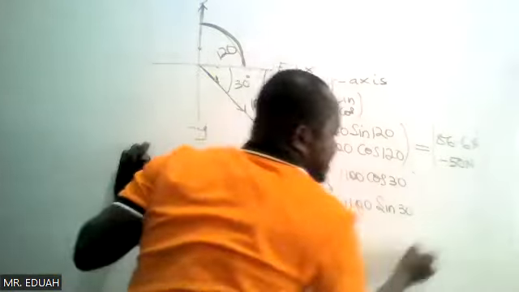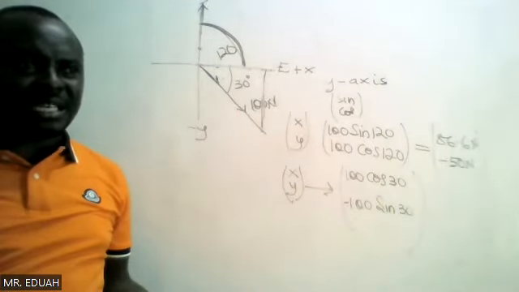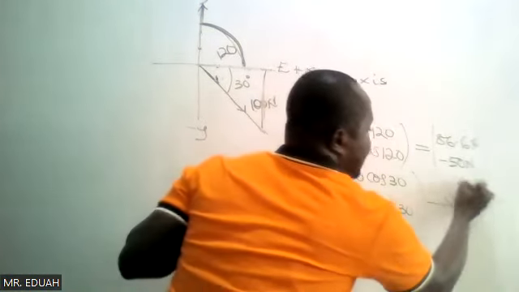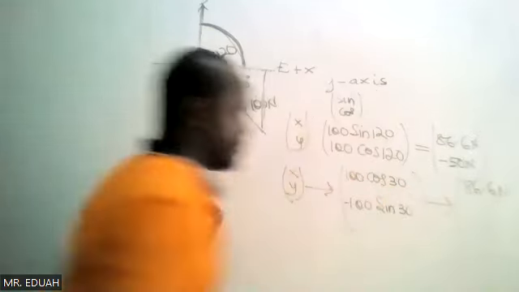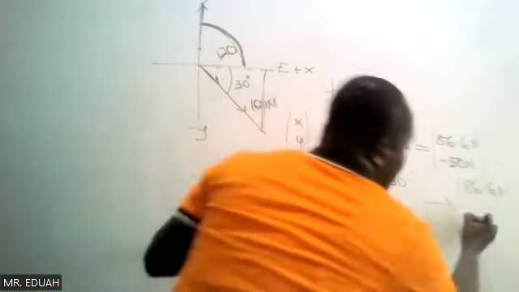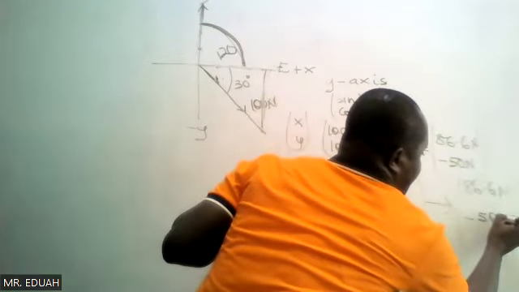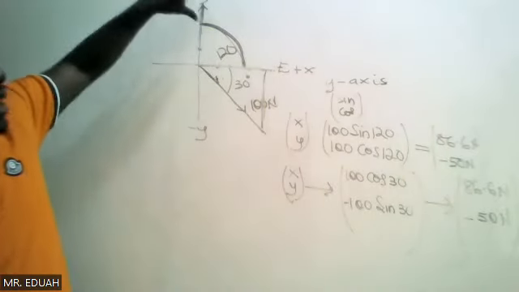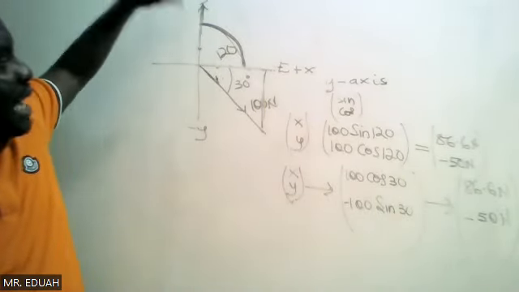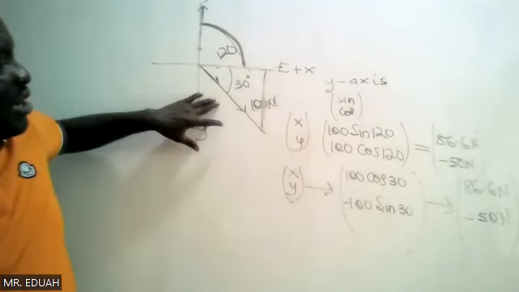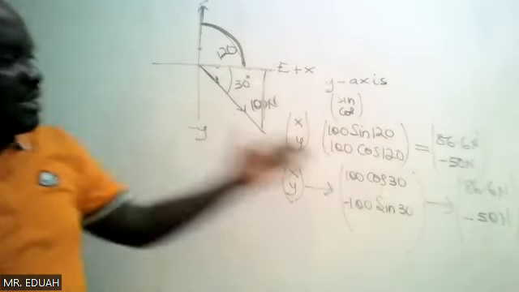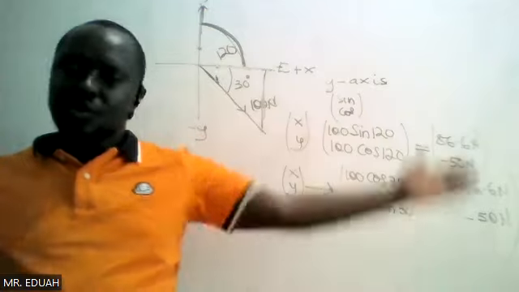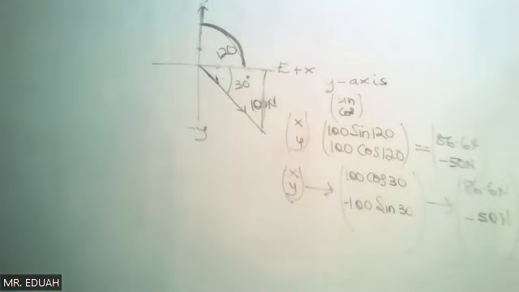Now, cos 30, 0.866 times 100, giving you 86.6 Newton. Sine 30 is half, giving you negative 50 Newton. Look at the values. When we express it with the force, the angle it makes with the y-axis, and then the angle it makes with the x-axis, are they different? No. So that's the beauty of the game.